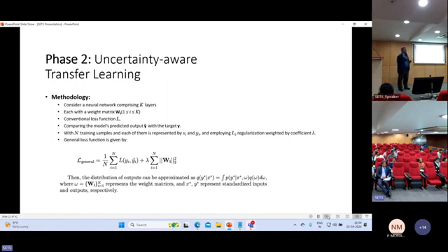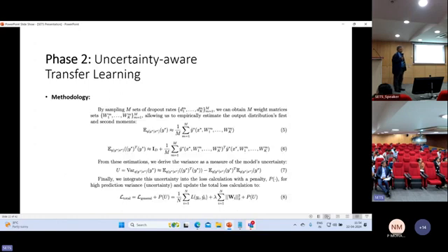So therefore, the distribution of output can be approximated, where small w represents the weight matrix, and x star, y star represent the standard input and output. This is a beautiful methodology that we can envision for this. Then by doing some more sampling and all of this mathematics that you can see, we can integrate uncertainty into the loss calculation, with a penalty for high prediction value. That's the whole idea.